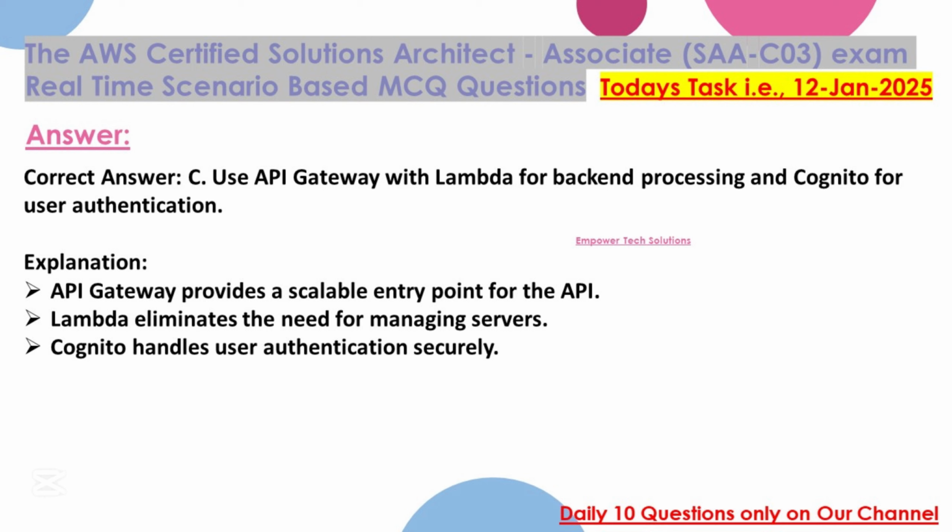Correct answer: C. Use API gateway with Lambda for backend processing and Cognito for user authentication. Explanation: API gateway provides a scalable entry point for the API.